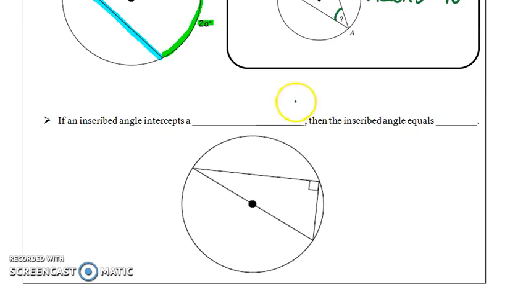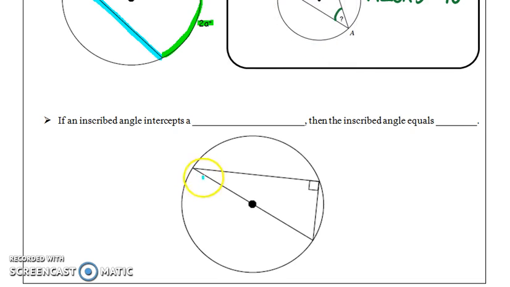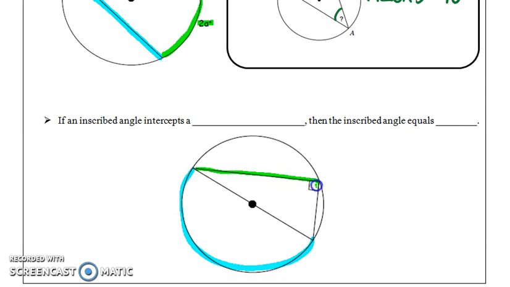And the last thing I want to point out is that if an inscribed angle intercepts a semicircle, so here's my inscribed angle in green, and it's intercepting a semicircle, well, a semicircle measures 180 degrees, and the inscribed angle is going to be half of that. That means that the inscribed angle will always measure 90 degrees whenever the inscribed angle intercepts a semicircle.